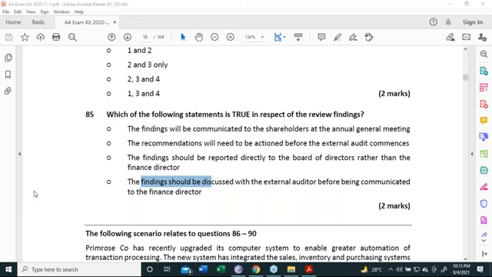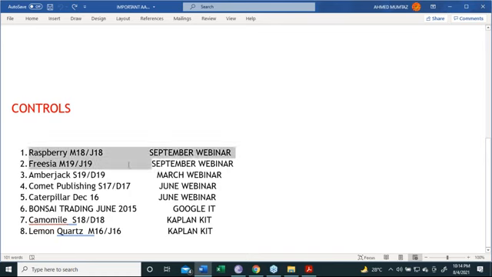Now today, what about controls? We did 2 very tricky questions, very difficult questions, I would say. Raspberry from June 18, and Frisia company from June 19. So fairly recent past paper questions. If you want to attend more questions, Amberjack is available in March webinar. It's a December 19 past paper question. Comet Publishing and Caterpillar is available in June webinar. Again, you should try those questions by yourself. You don't have to attend those webinars.